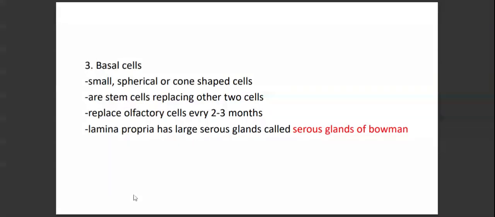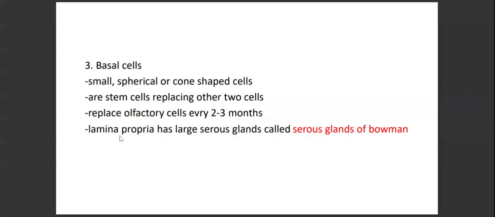The last type of cells that we're going to find in this olfactory epithelium are the basal cells. In terms of shape, they are small, spherical or cone-shaped cells. As usual, these cells are stem cells replacing the other two types of cells, which are the support cells and the olfactory neurons. Olfactory neurons are replaced more frequently than the support cells, every 2 to 3 months. The lamina propria has large serous glands.